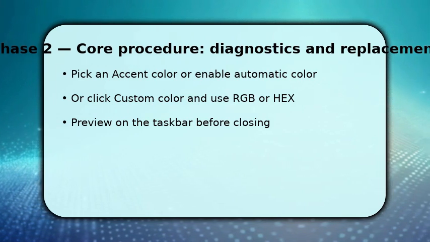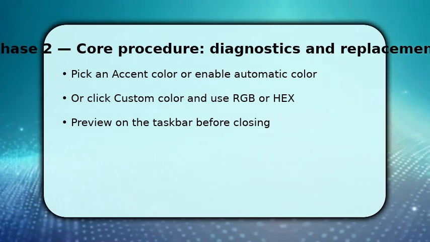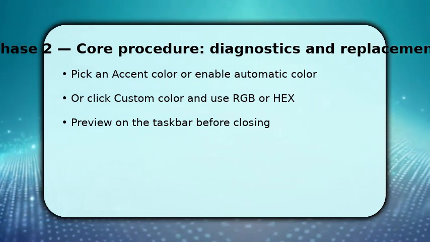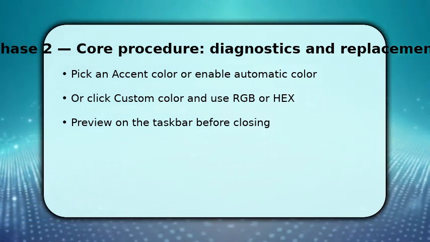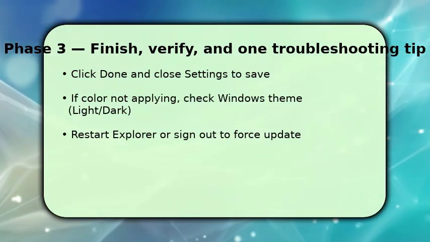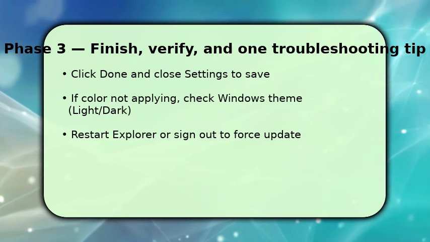Make sure to watch the taskbar as you change values because the preview updates immediately. Once satisfied, keep the window open briefly to confirm contrast and legibility. Finish by clicking Done and closing settings. This saves the color to the taskbar immediately.